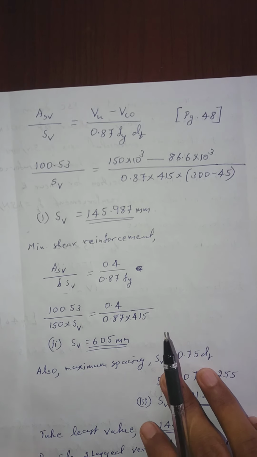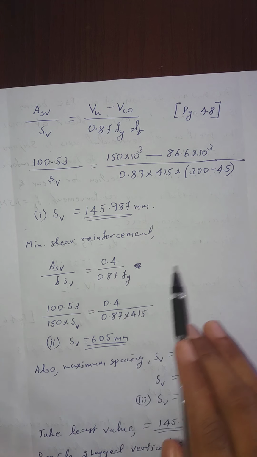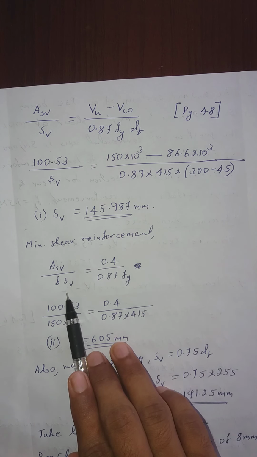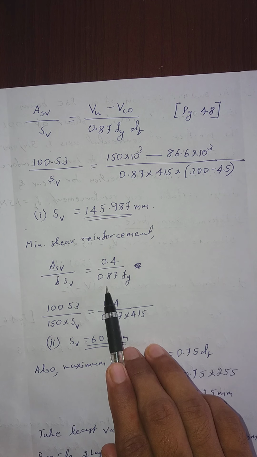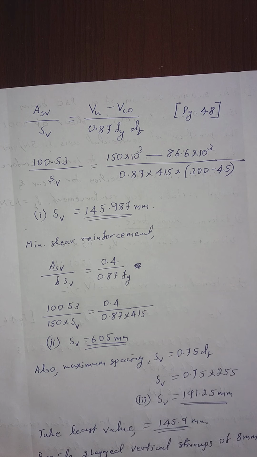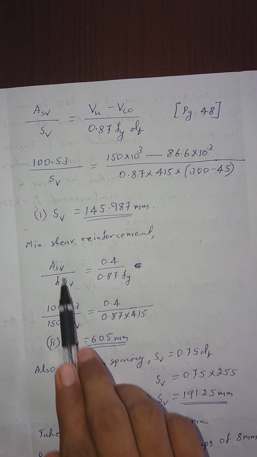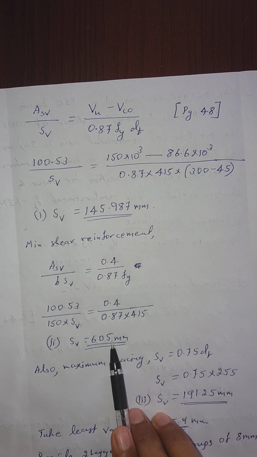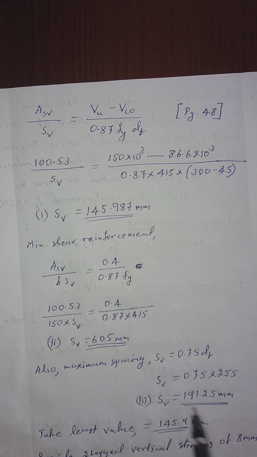Next you can calculate the minimum shear reinforcement. One more case you have to check. ASV divided by B into SV is equal to 0.4 by 0.87 Fy. This is also on page number 48, you can refer to it. No need to memorize the formula here. I'll be substituting the values, and you will be getting SV in the second case as 605 mm, that is the spacing.